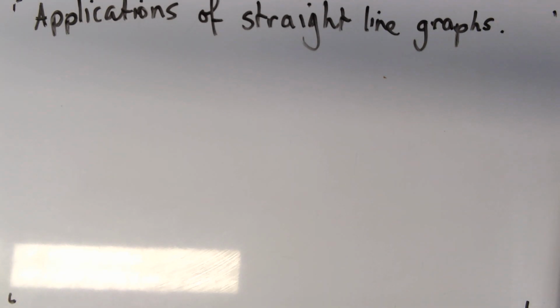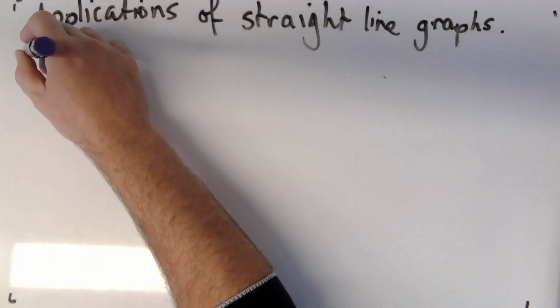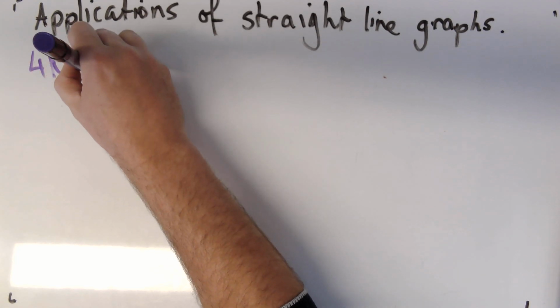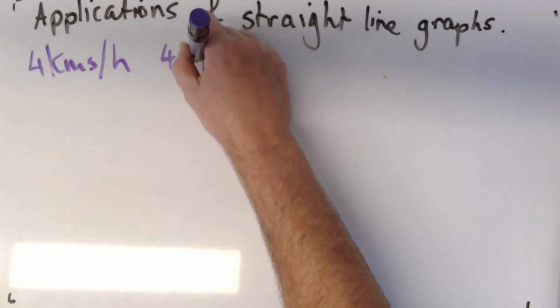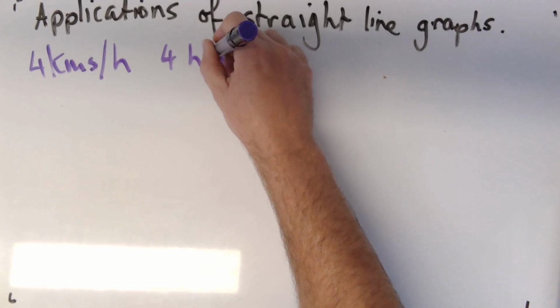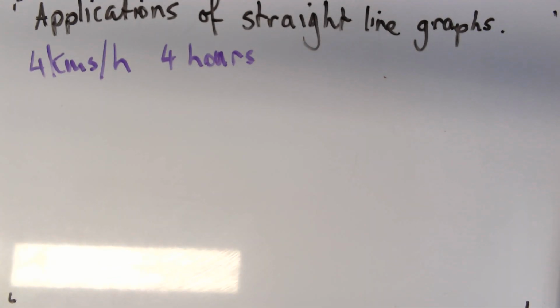So I'm looking at example 15. You have a hiker that walks at a constant rate of 4 kilometers per hour for 4 hours. That's information we're given. In part A, we want to draw a table of values using T for time in hours and D for distance in kilometers. And we want to use T between 0 and 4.